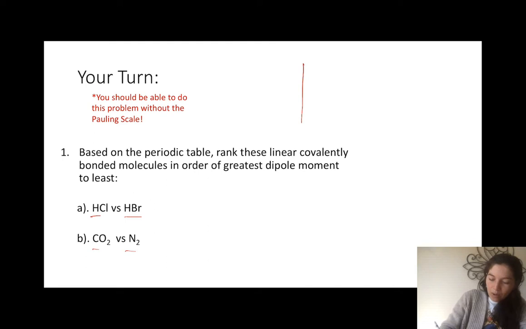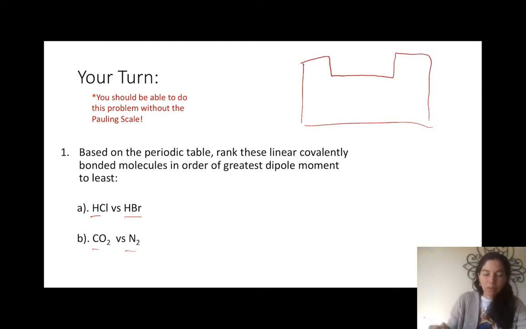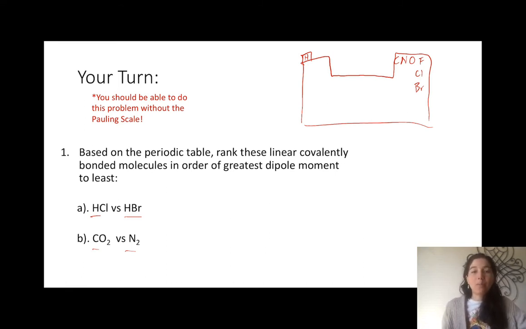So I'm going to draw an improvised periodic table here because you will need to know their general location. So your hydrogen is up here. Let's see, we've got fluorine, chlorine, and then bromine here, your halogens. And then up here we have oxygen, nitrogen, and carbon. So based on their location on the periodic table, you should be able to tell which one has the greatest dipole moment. So give this your best shot.